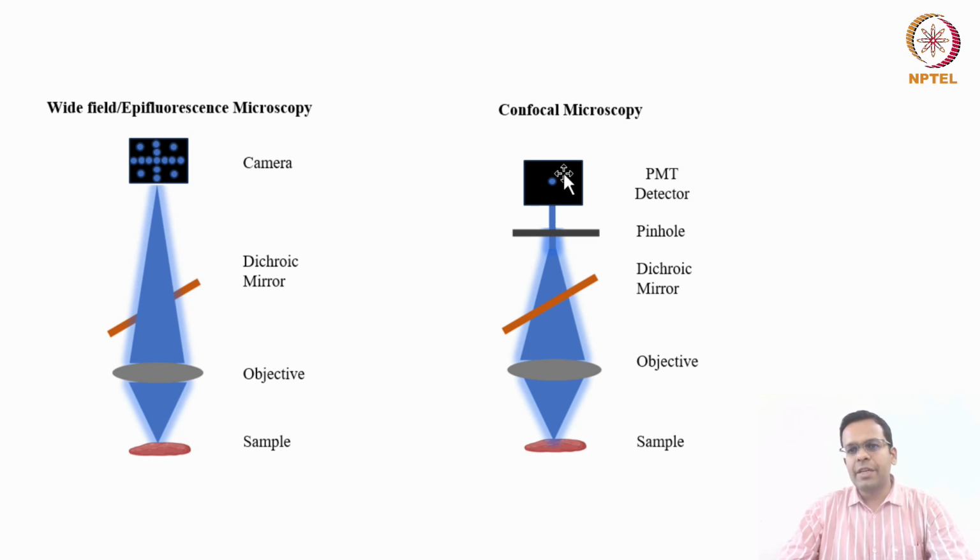And in confocal microscopy, the entire image will not form simultaneously. The confocal microscope will scan the entire sample, which is known as raster scanning, and that we'll discuss in the next slides. So it will scan the sample and make the image point by point. I will show you how exactly the image is formed in the confocal microscope.